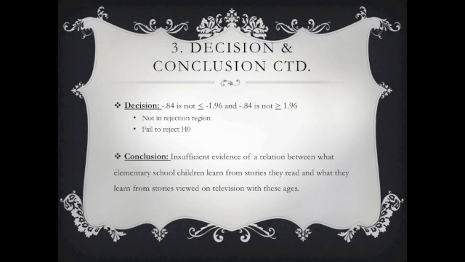Since negative 0.84 is not less than or equal to negative 1.96 and is not greater than or equal to 1.96, our z obtained does not fall into our rejection region and we cannot reject our null hypothesis. You can then conclude that there is insufficient evidence of a relation between what elementary school children learn from stories they read and what they learn from stories viewed on television with these two age groups.